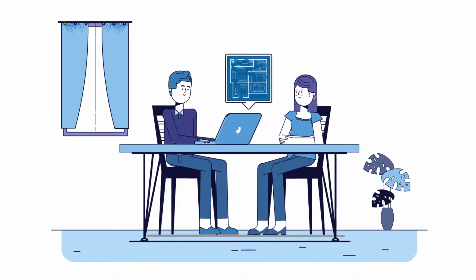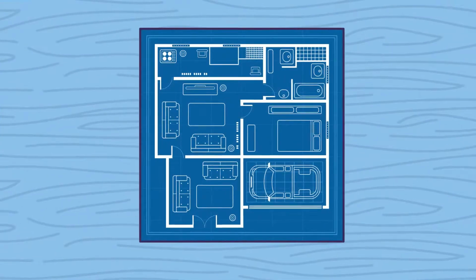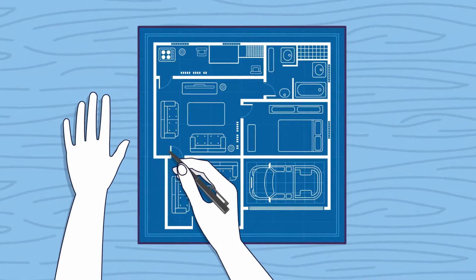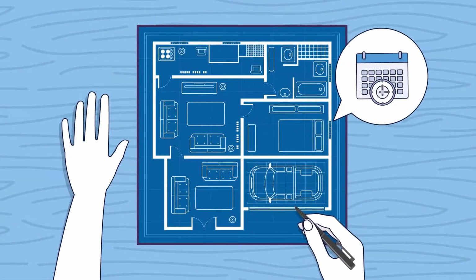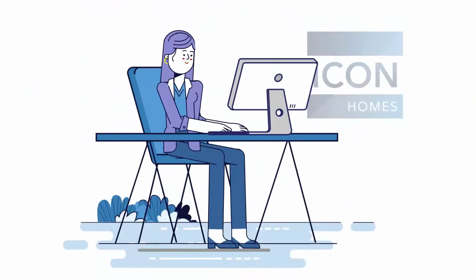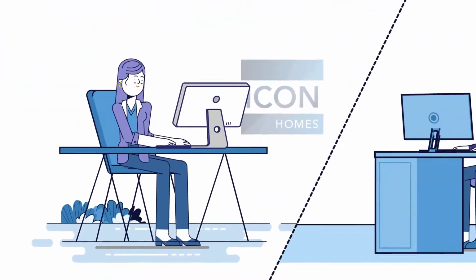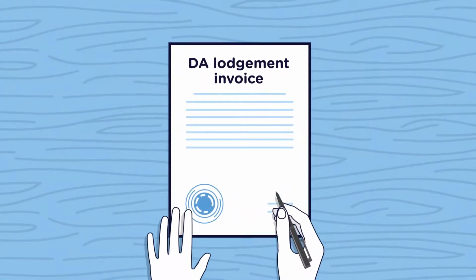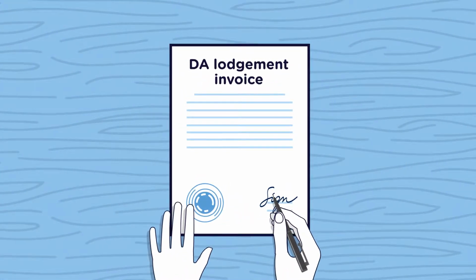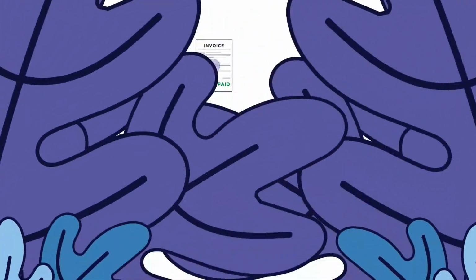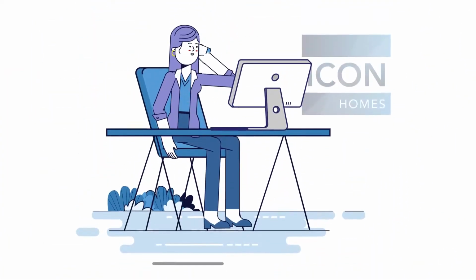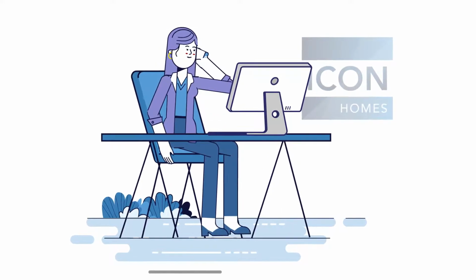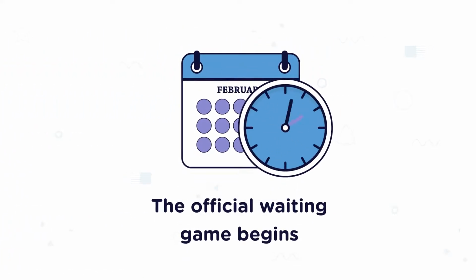Upon receiving these submission plans, we ask you to check them thoroughly one last time, as once council approves these, it will be very difficult and time-consuming to have them amended. Also at this stage, your pre-construction administrator will issue you with your DA lodgement invoice. After receiving your signed submission plans and receipt of DA lodgement invoice, you can rest assured that we're ready to lodge. As soon as your pre-construction administrator lodges the development application with council, the official waiting game begins.